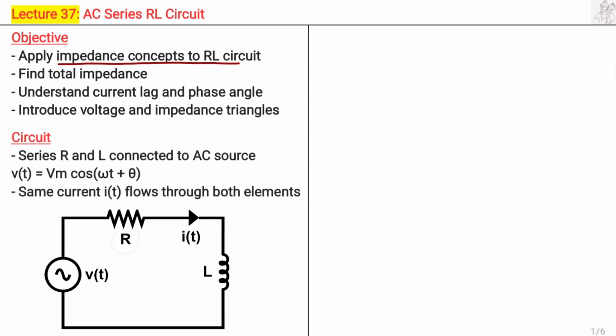So let's start with the circuit. The circuit consists of a resistor and an inductor, with the resistor having resistance R and the inductor having inductance L Henry, and it is supplied by an AC voltage source whose instantaneous voltage v(t) is simply equal to Vm cos(omega t plus theta). Due to this, instantaneous current will flow through the circuit.